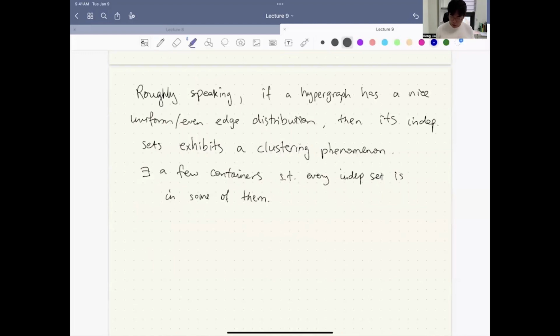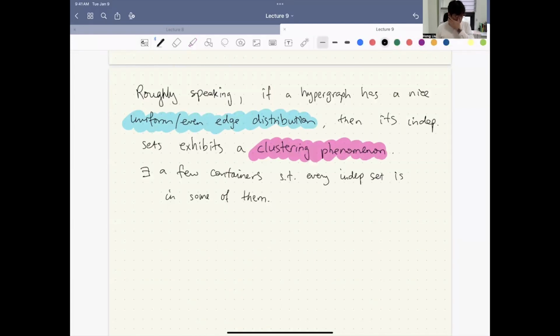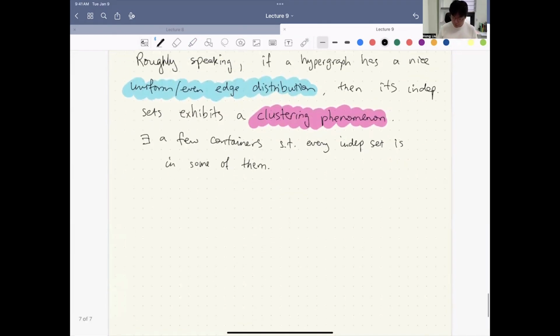informal description, so then you have the clustering phenomenon. Now, again, let's write down how a hypergraph container theorem looks informally.